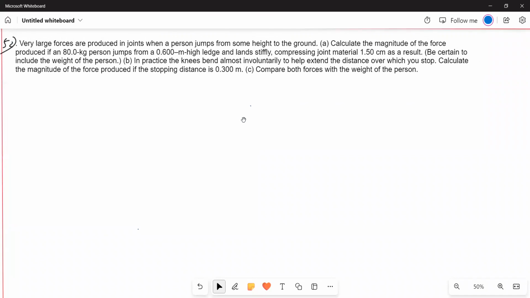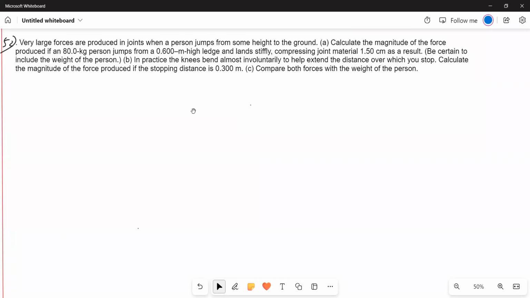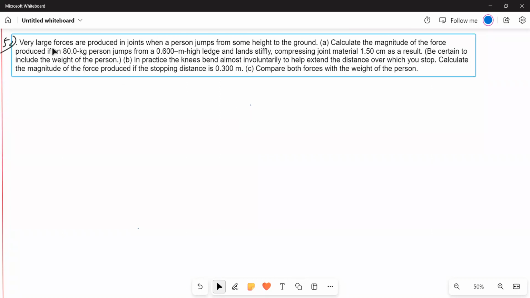This is a problem based on work, power, energy. Let us see. Very large forces are produced in joints when a person jumps from some height to the ground. Calculate the magnitude of the force produced if an 80 kilogram person jumps from a 0.6 meter high ledge and lands stiffly, compressing joint material 1.5 centimeters as a result. Be certain to include the weight of the person.